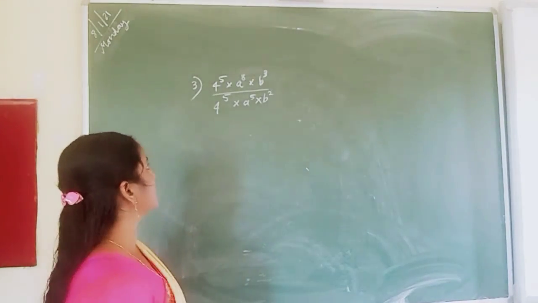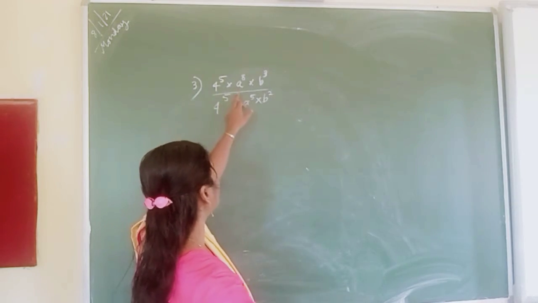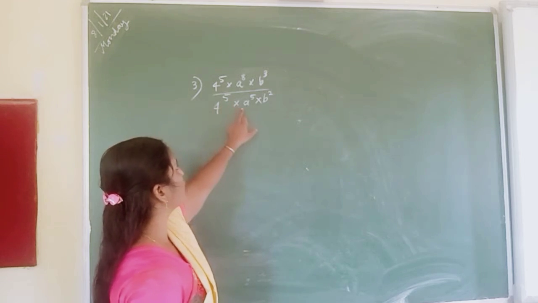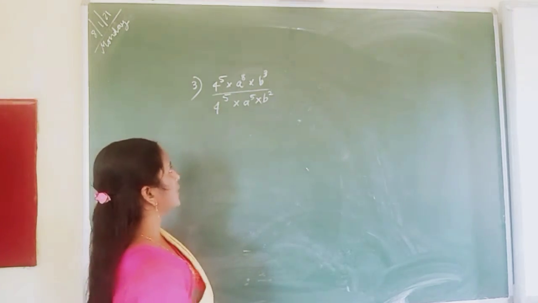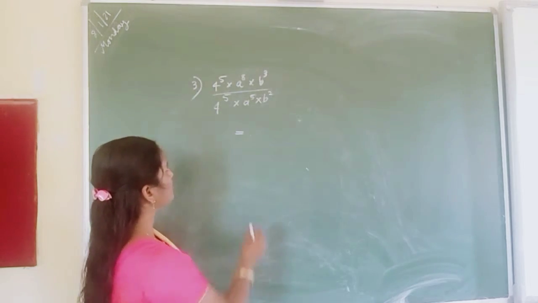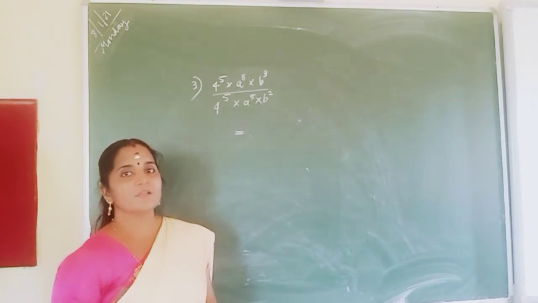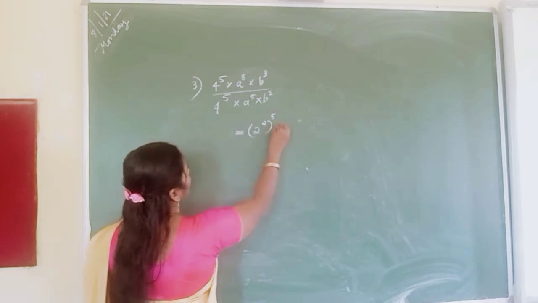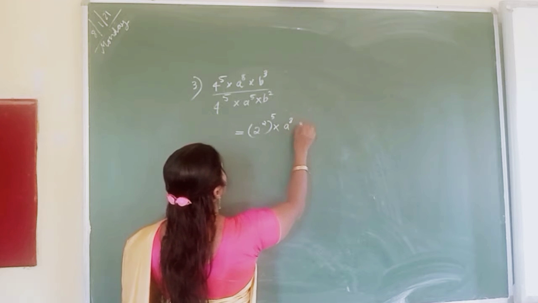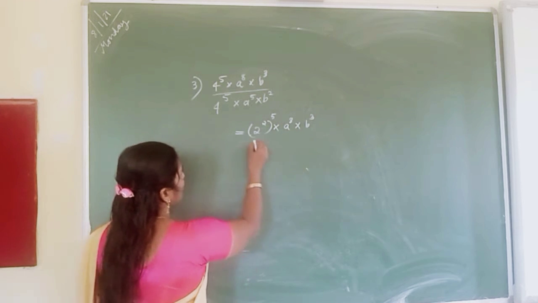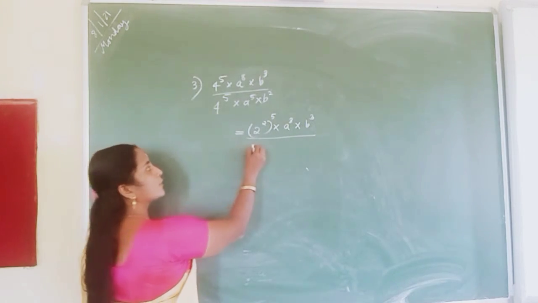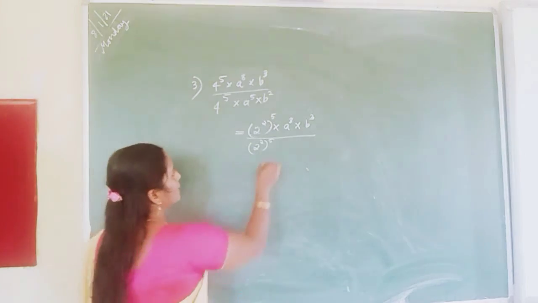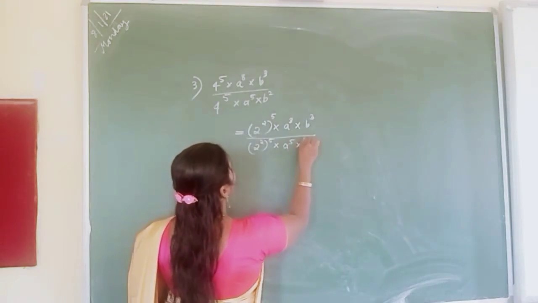Okay, the next question is 4 raised to 5 into a raised to 8 into b raised to 3 by 4 raised to 5 into a raised to 5 into b square, which is the same as the previous one. First we write that 4 raised to 5 as 2 square the whole raised to 5 into a raised to 8 into b raised to 3 by, in the denominator, 4 raised to 5 also we write as 2 raised to 2 the whole raised to 5 into a raised to 5 b raised to 2.